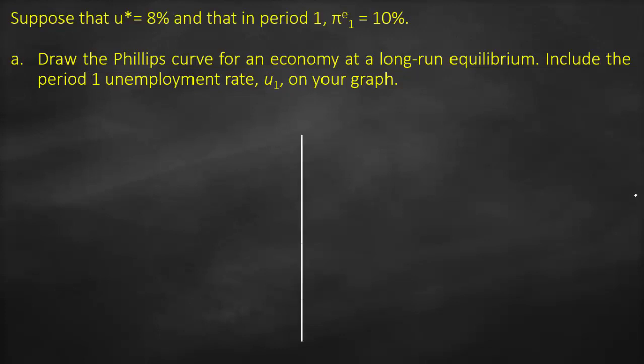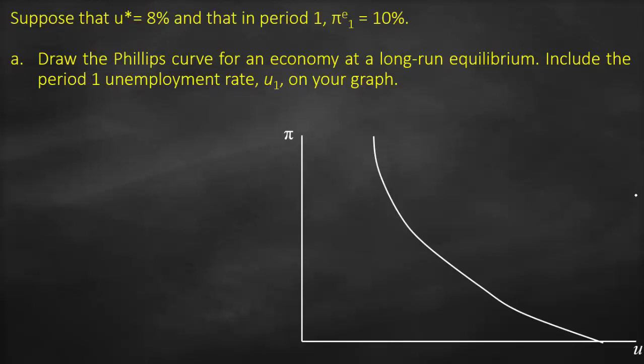So we'll draw, this is our y-axis, which is our inflation, and this is our x-axis, which is our unemployment. And this will be our Phillips curve in the short run. So in the short run, we have a negative relationship between inflation and unemployment. So if I would like to increase inflation, I will decrease unemployment, and vice versa. If I would like to decrease inflation, I will increase unemployment.